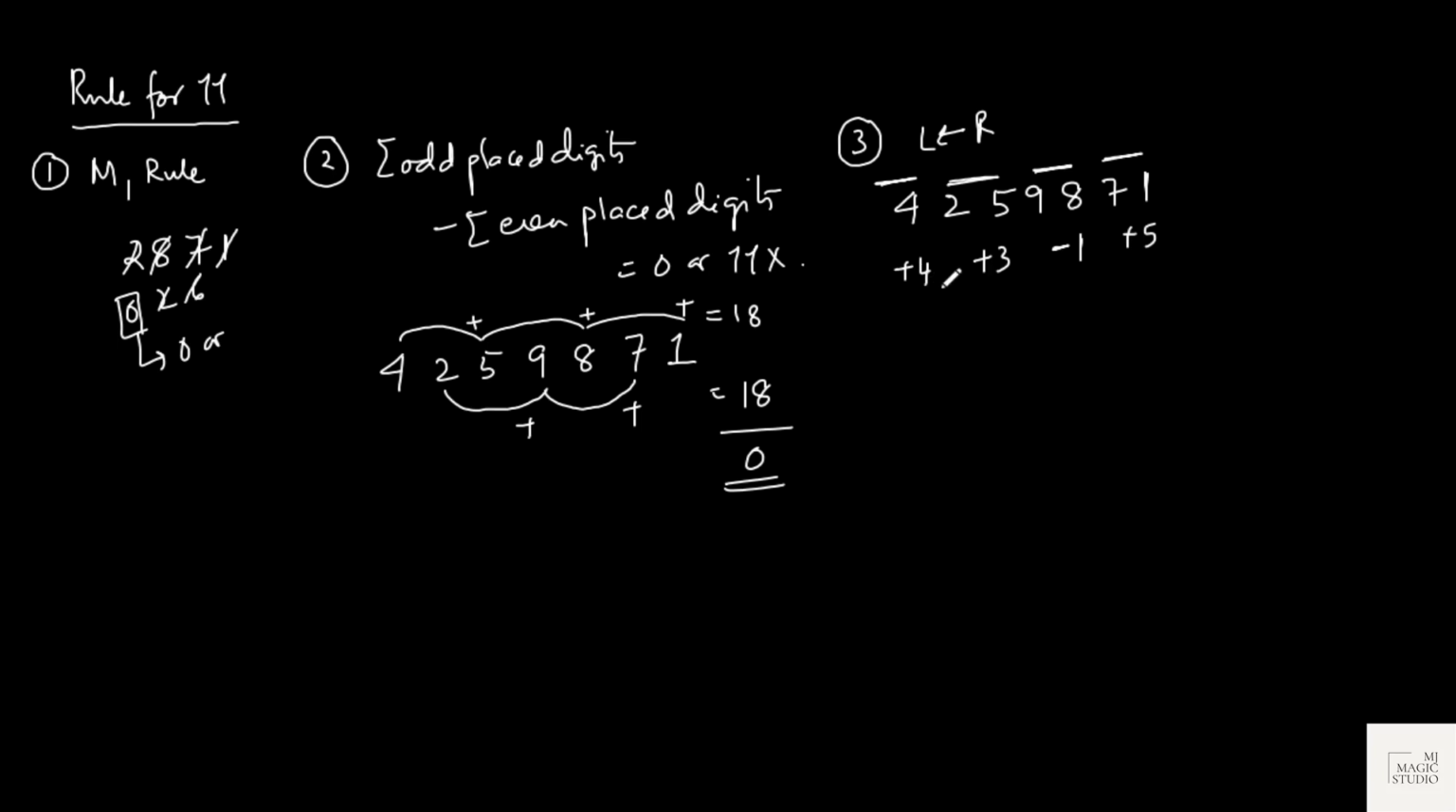So now we just need to add them up. 4, 3 is 7, 7 plus 5 is 12, 12 minus 1 is 11. So if we are getting 0 or a multiple of 11, then the entire number is divisible by 11.